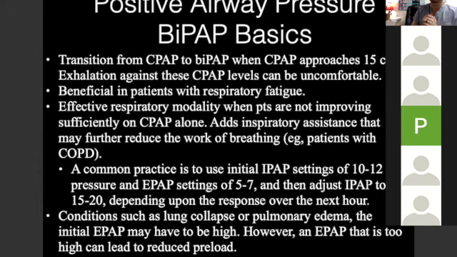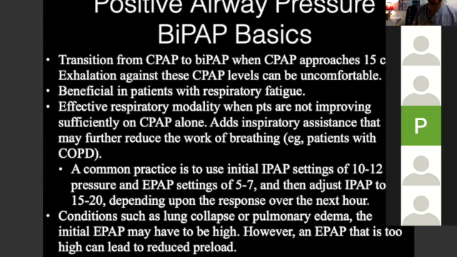So BiPAP is beneficial in patients with respiratory fatigue. So if your work of breathing is hard and you look at someone and they're tiring out, CPAP may not be enough. They may need a little help with the IPAP, inspiratory positive airway pressure, to get some air in so they don't have to do as much of the work of breathing.